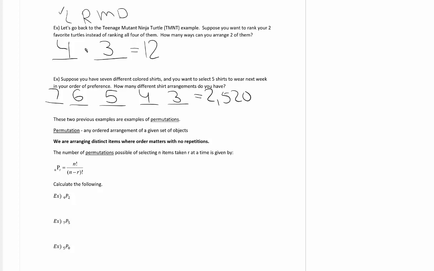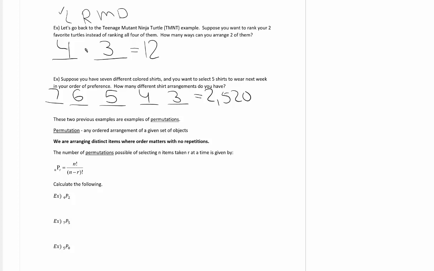These 2 previous examples are examples of permutations. A permutation is an ordered arrangement of a given set of objects. We are arranging distinct items where order matters with no repetitions. The number of permutations possible of selecting n items taken r at a time is given by the formula below. So, let's take a look at a couple of examples.